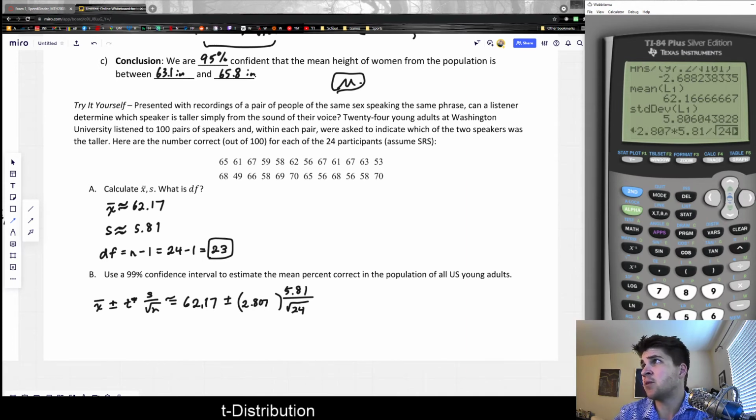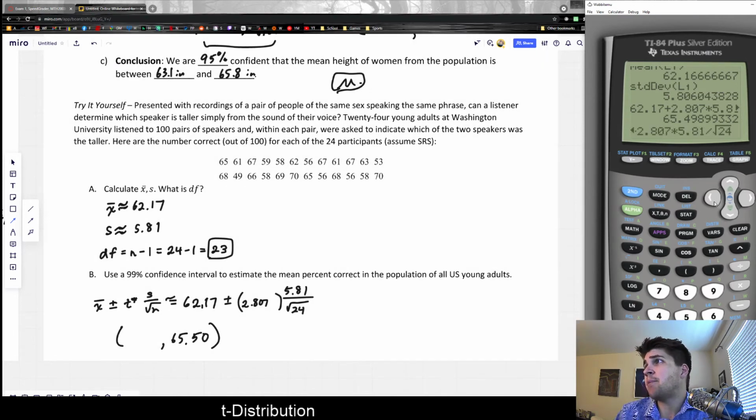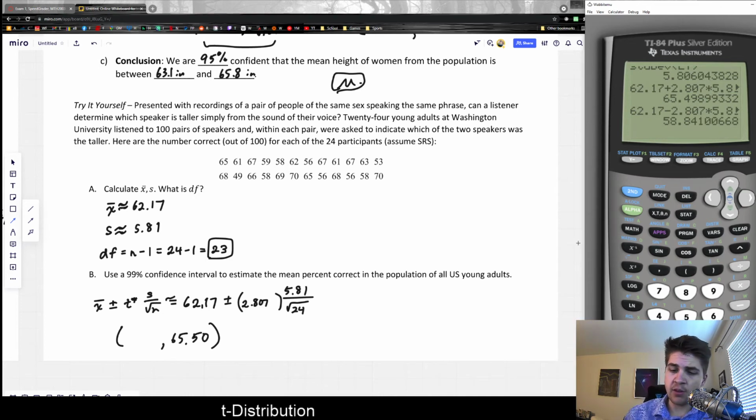Again, this is going to be a little bit off because I did a little bit of rounding. But the upper end of our confidence interval will be approximately 65.50. Then for the lower end, I can hit second entry to copy all of that, and then just change this to a minus. That will give me the lower end of 58.84.